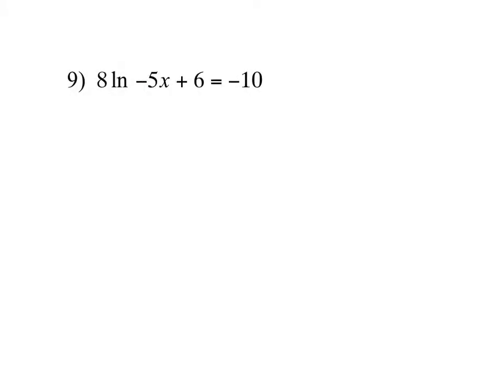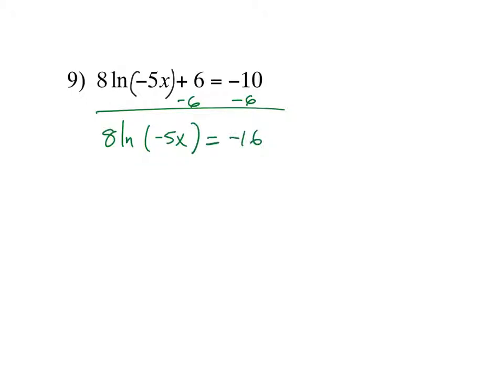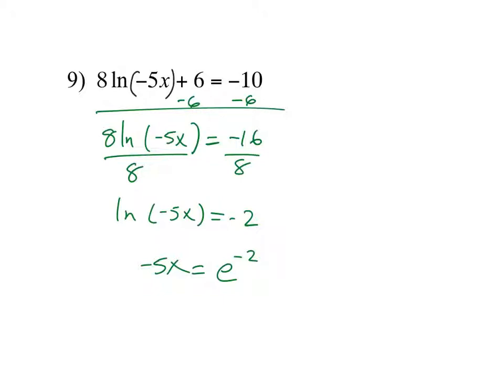My next one. Right. So again, I'm going to solve. I'm going to isolate the natural logarithm by adding 6 on both sides. So natural logarithm of negative 5x equals negative 16. I'm going to divide by 8. So the natural logarithm of negative 5x equals negative 2. And because it's natural logarithm, that means I'm going to rewrite this using base e to the negative 2. Then I'm going to divide by negative 5. And I'm going to find it on my calculator. So e to the negative 2 divided by negative 5 equals negative 0.0271.